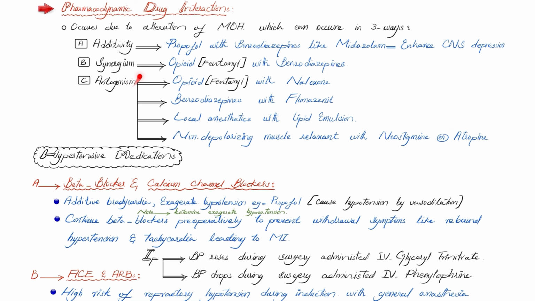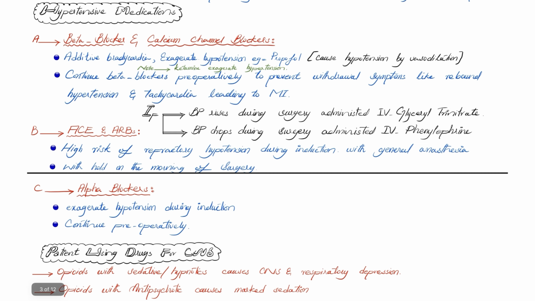And while antagonism means to inhibit the mechanism of action. For example, action of an opioid like fentanyl can be reversed with naloxone. Action of the benzodiazepines can be reversed with flumazenil. Action of local anesthetics like lidocaine can be reversed with lipid emulsion. And on the other hand, action of non-depolarizing muscle relaxant can be reversed with neostigmine and atropine. These were the examples of pharmacodynamic drug interactions. Now, for instance, if a patient is taking antihypertensive medications, how do the antihypertensive medications interact with the anesthetic agents?